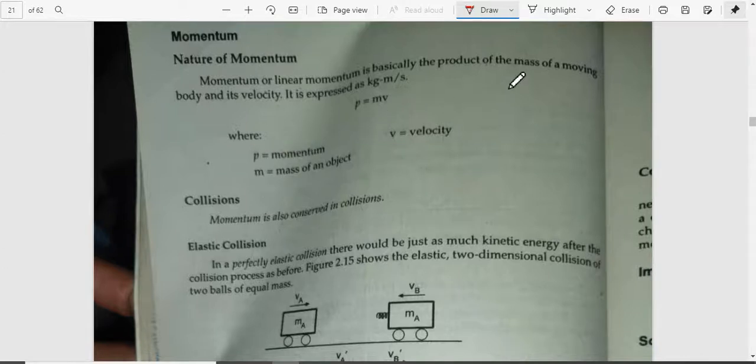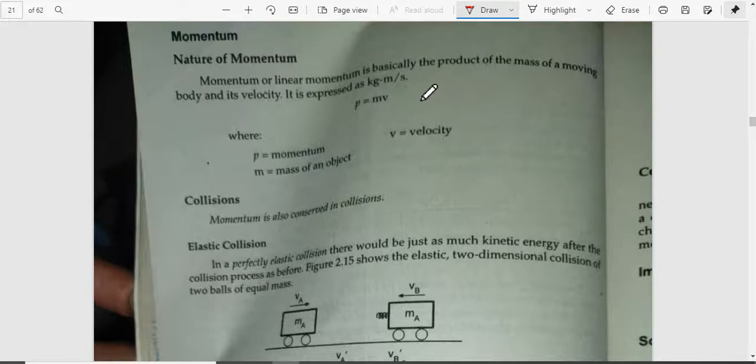So the unit, or the symbol, for your momentum is letter P. And as you can see, m is for mass and v is for your velocity. So simply multiply the mass of your object by your velocity and that will be your momentum.